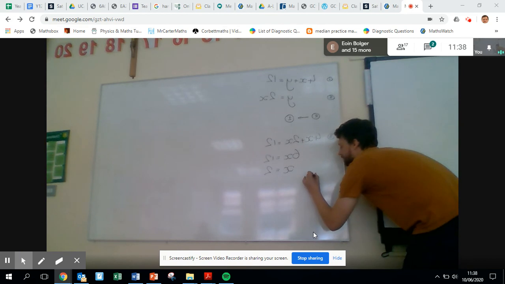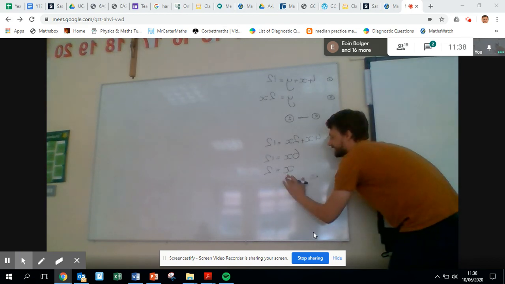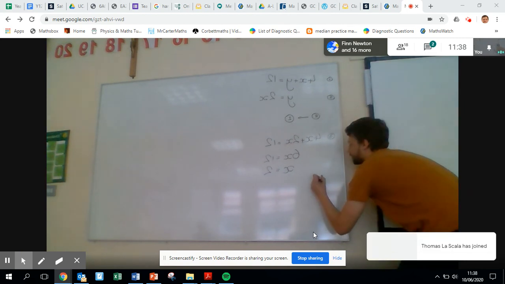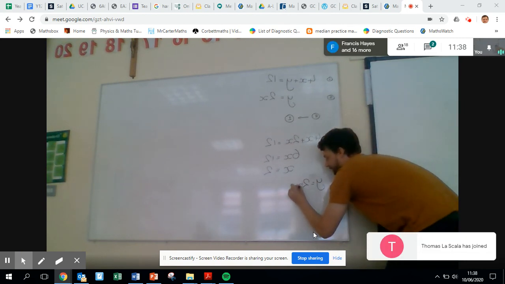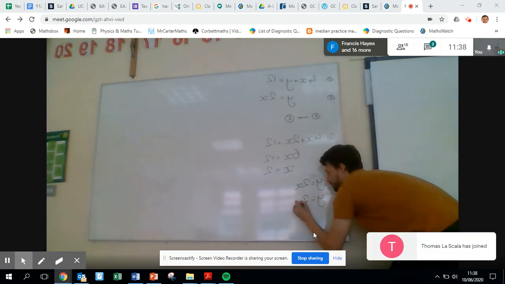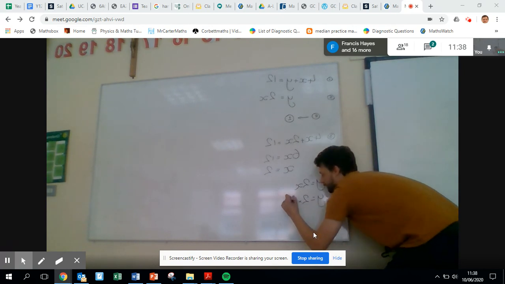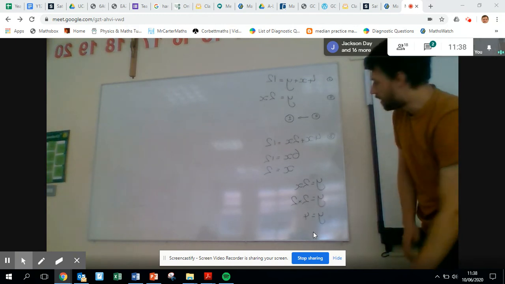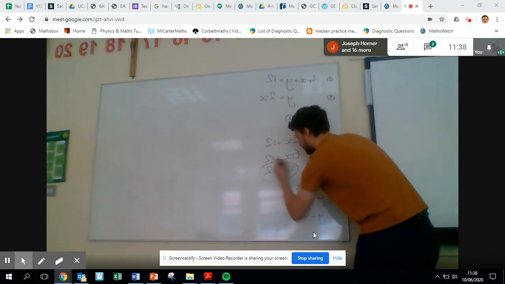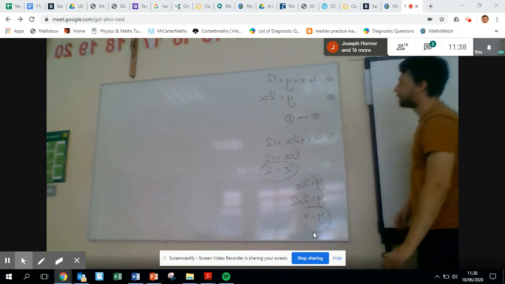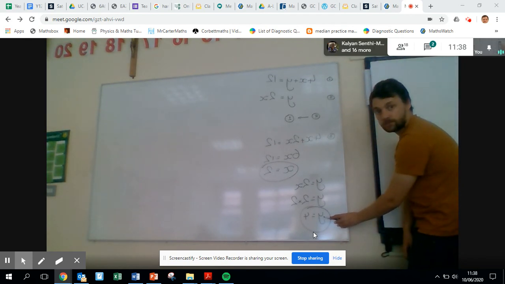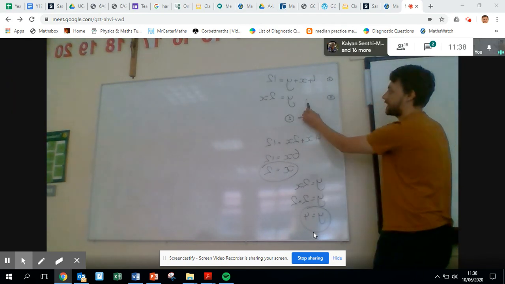I'm going to substitute x equals 2 into equation 2. So y is equal to 2x means y is equal to 2 times x, which is 2 times 2. So y is equal to 4. So our solutions are x equals 2 and y equals 4. We found our y value by substituting our x value into equation 2.